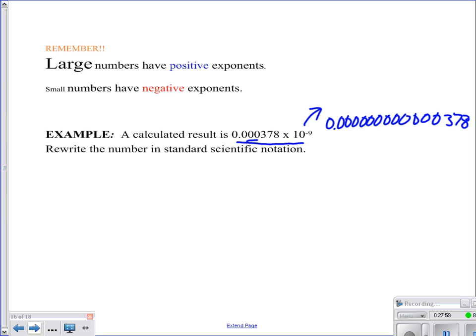So now when you change that to scientific notation, it's going to be 3.78, because now that number is between 1 and less than 10. How many places did we have to move that decimal? -13. So those 12 zeros plus that 3 as well. Oops, I should put a 10 in there, shouldn't I? Okay.